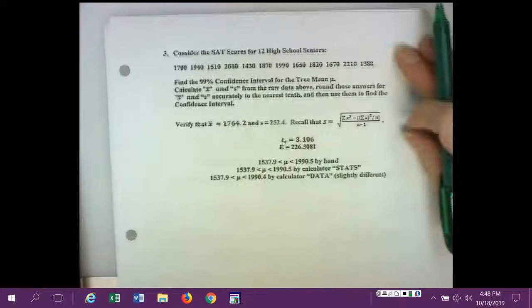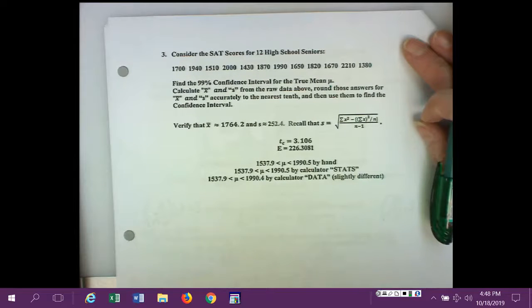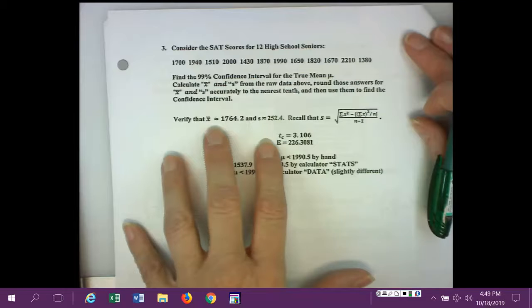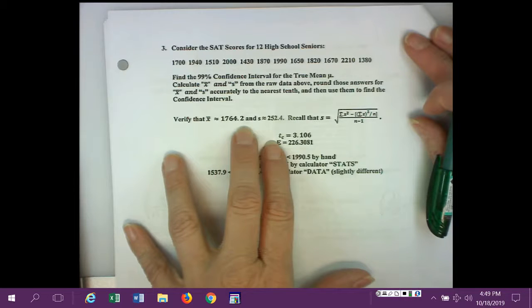Question number 3. Question number 3 is a T-interval problem, and it also happens to be raw data. Consider the SAT scores for 12 high school seniors. Find the 99% confidence interval for the true mean mu. Calculate X bar and S from the raw data above. Round those answers for X bar and S accurately to the nearest tenth, and then use them to find the confidence interval. We will verify in the video that we will receive the sample mean of 1764.2 and sample standard deviation of 252.4.